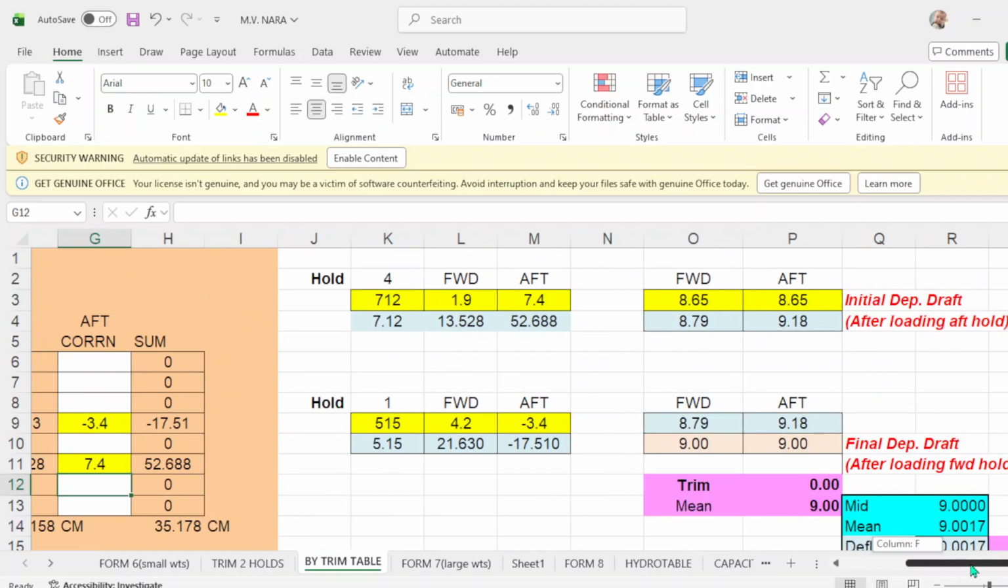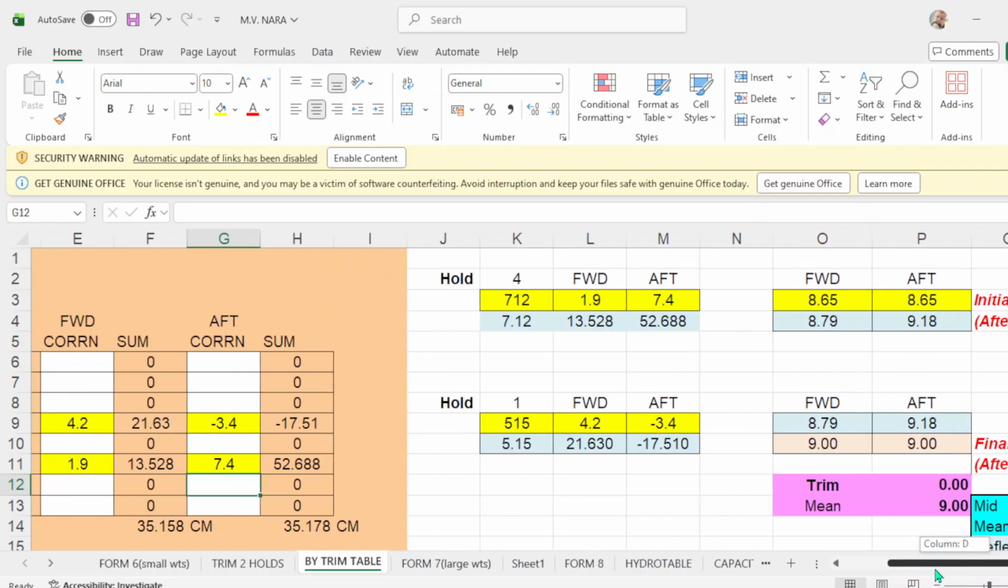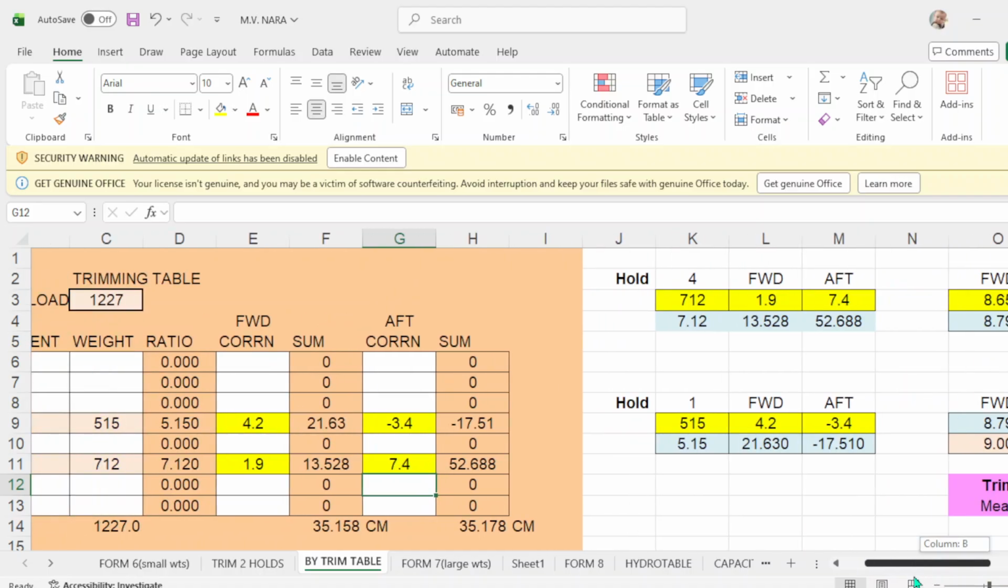Now, there's another solution of your trim table. First, as actual practice, we have to load first on the aft part of the vessel so that you have a good trim. So we load in number 4 with the cargo 712, which is the same here, and the forward correction is 1.9, the same here, and up correction is 7.4, the same here. After loading in hold number 4, now you will load in number 1 of 515, which is the same here. Forward correction is 4.2, and up correction is negative 3.4, which is the same.